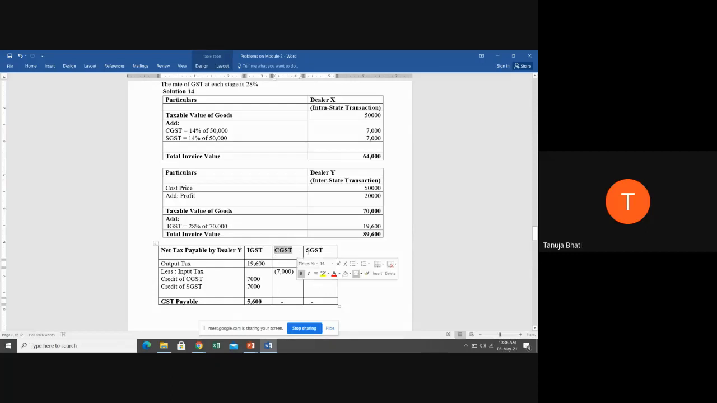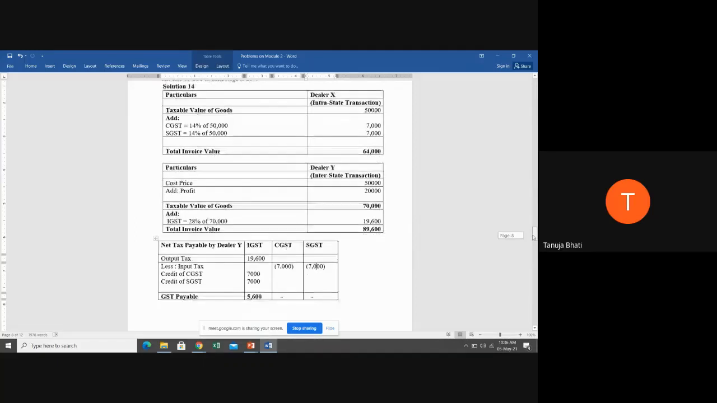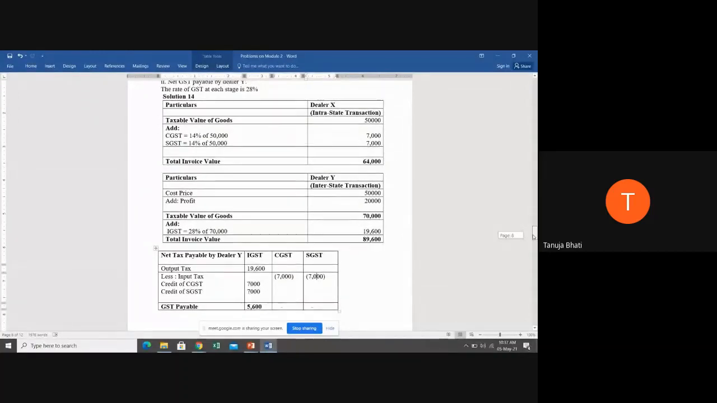But in case of CGST and SGST, first you need to borrow from IGST. And if IGST credit is not available, then use its own head. Own head means output tax under CGST can be set off against input tax under CGST, and output tax under SGST can be set off against input tax under SGST. Is this clear? Yes, students? Yes, ma'am.